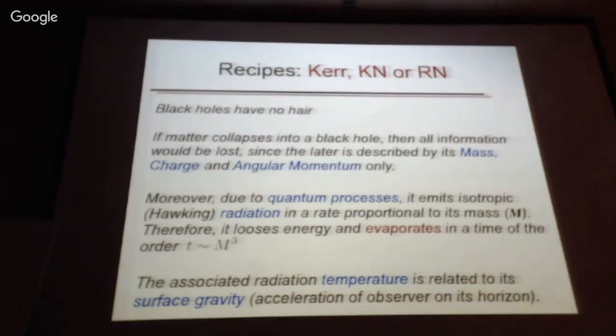But then, I can tell you that black holes are not that black. They emit radiation, so this is a quantum process. We're not going to talk about it. It's called Hawking radiation. And black holes emit radiation isotropically. It means the same radiation everywhere, in any direction. And this radiation is proportional to the mass of the black hole. Therefore, a black hole that doesn't accrete more mass, at some point it will evaporate because it's emitting radiation all the time. And it will evaporate in a time that is proportional to a power of the mass.